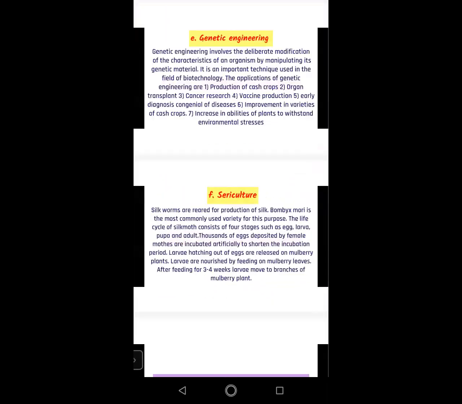Larvae hatching out of eggs are released on mulberry plants. Larvae are nourished by feeding on mulberry leaves. After feeding for 3 to 4 weeks, larvae move to branches of mulberry plant.